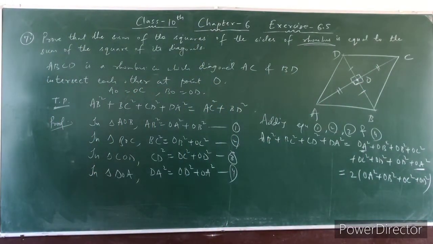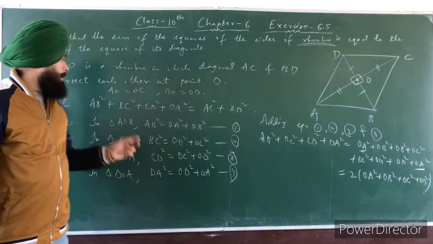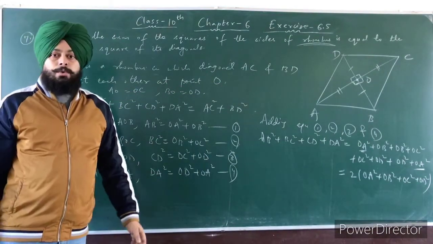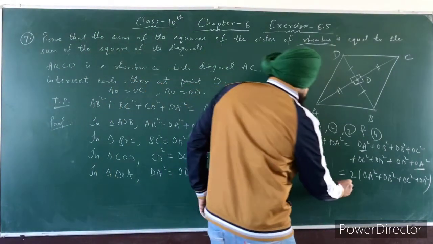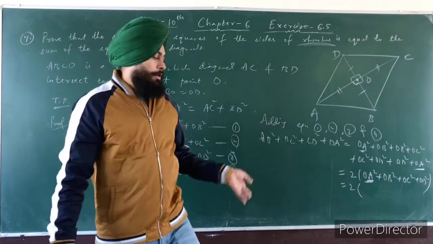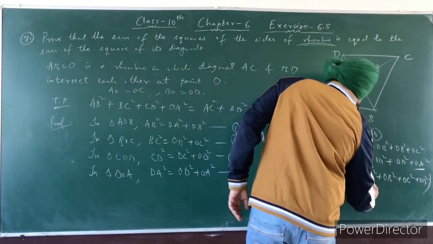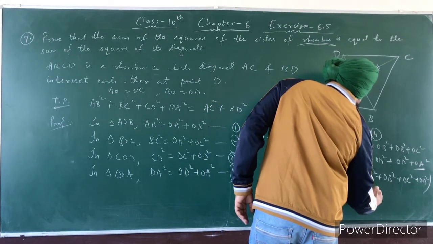Alright student. Now we know that diagonals of this rhombus bisect each other and AO is equal to what? OC. So you can write this OA as OC or you can write this OC as OA. Alright, so write here OA as OC square.